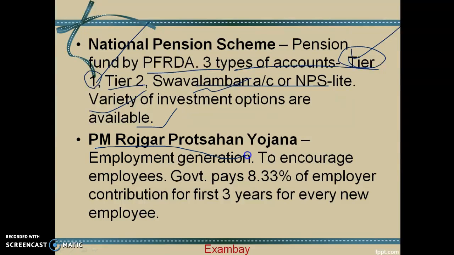Then we have PM Rojgar Protsahan Yojana, as the name suggests. It is to encourage employment generation. This is basically to encourage not employees but employers. The government pays 8.33% of the employer's contribution for the first 3 years if it generates new employment. If you are taken as a new employee, the government will fund your 8.33%, which the employer was supposed to pay. This is an incentive for employers to generate new employment.